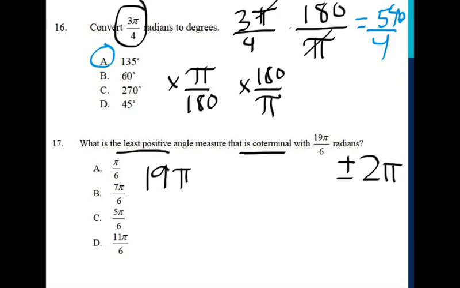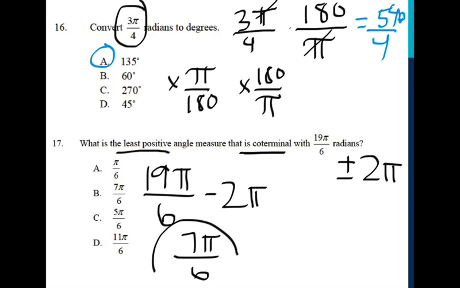So 19 pi over 6 minus 2 pi. Take your calculator. I do 19 divided by 6 minus 2. Math, enter, enter. That gives you 7 pi over 6 because I put my pi back in there.